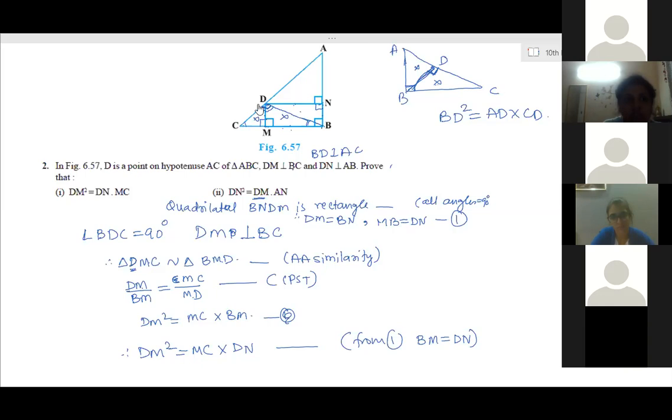Ma'am, so angle ADB is also 90 degrees, ma'am? Yes, ADB is also 90 because it is perpendicular. Yes, ma'am. Thank you, ma'am.